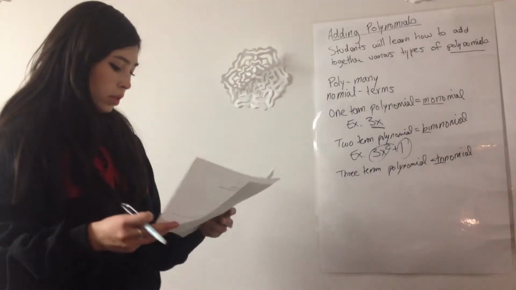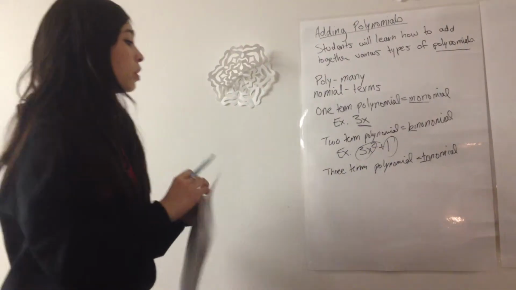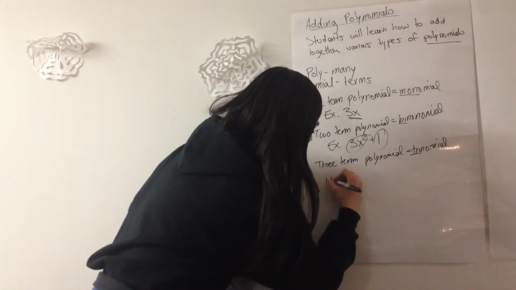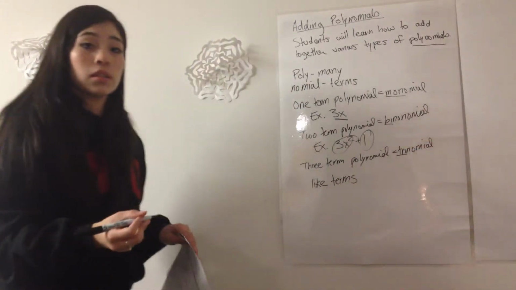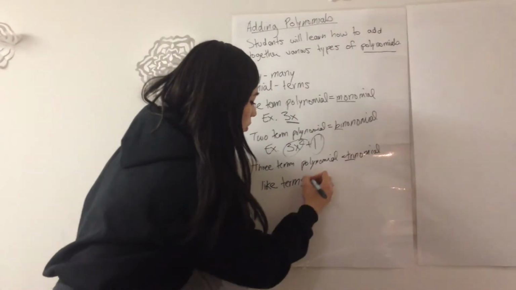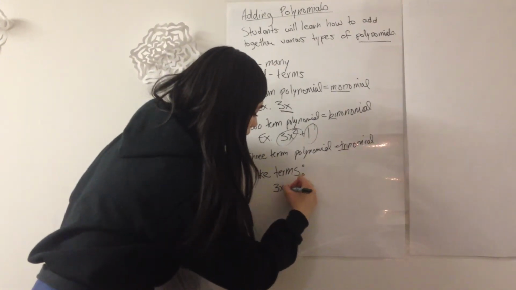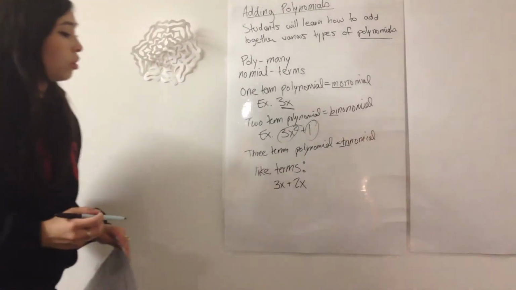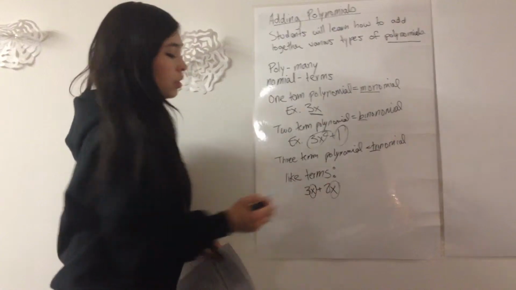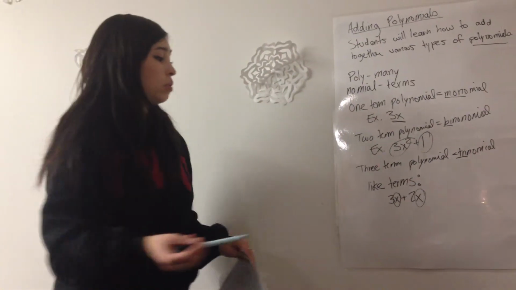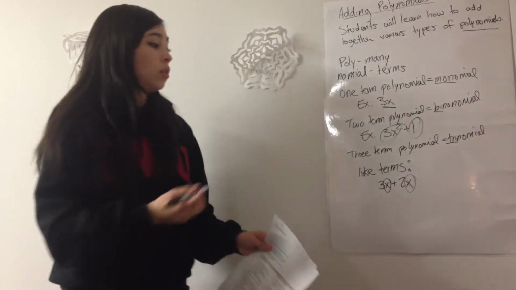So there's one more thing we need to talk about, like terms. So like terms are things that look the same, that can be combined, okay? So for example, you have 3x plus 2x. Since both of these terms have x's, we call these like terms, which means that because they both have x's, they're the same quantity and the same value, so you can add them together.